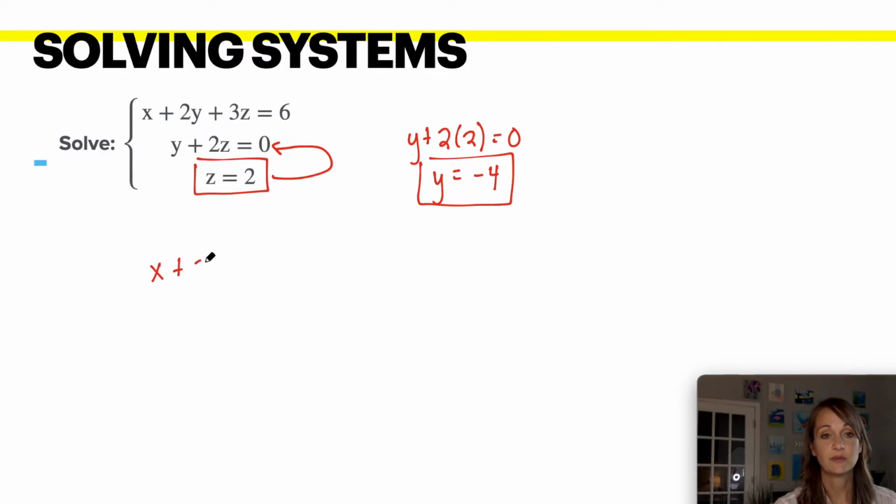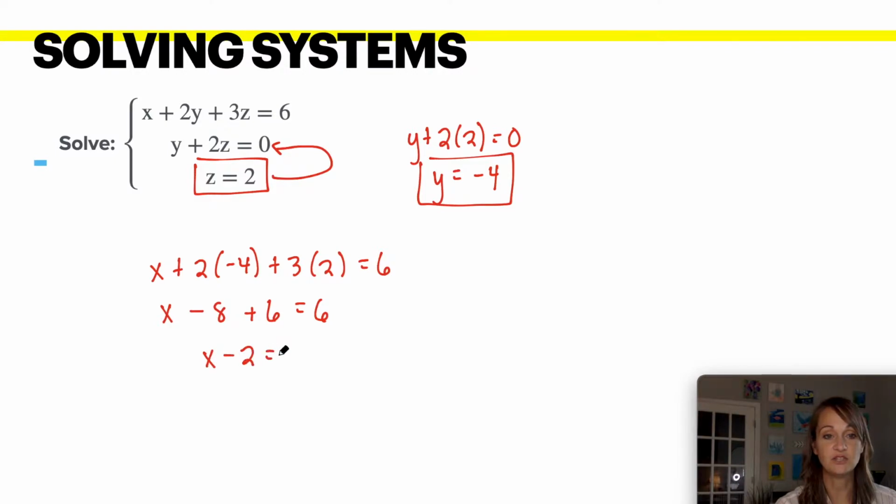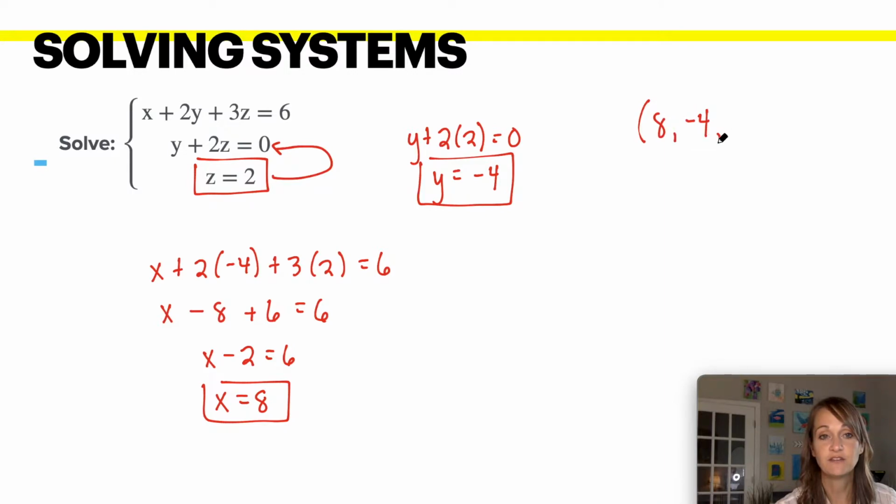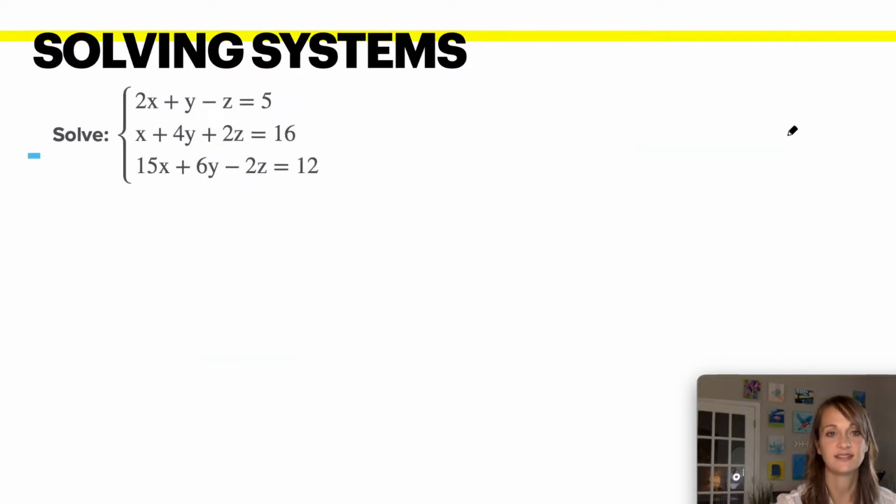So x plus 2y plus 3z equals 6. So x minus 8 plus 6 equals 6. Negative 8 and 6 give me a negative 2. And then to solve for x, I would add 2 and I would get 8. So the solution to this system of equations will be 8, negative 4, and 2. It always goes x, y, and z.